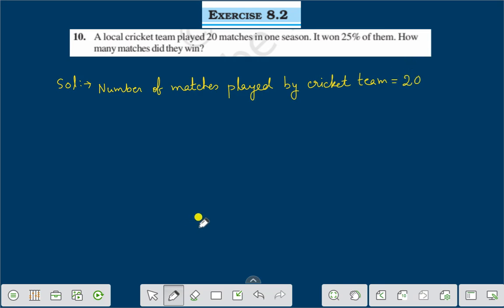Now percentage of matches won is equal to 25%, right?